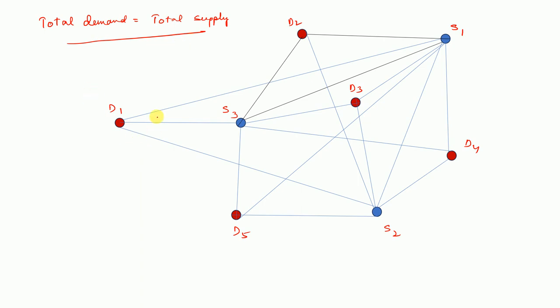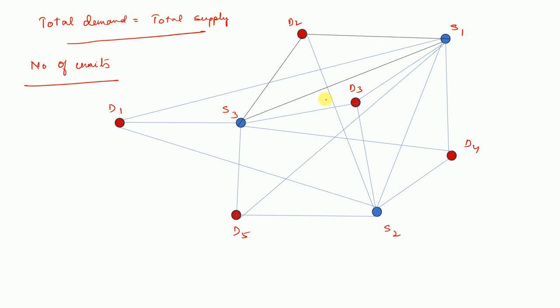Now, the per unit transportation cost from each source to each destination is also known to you. And the problem is to find the number of units from different sources to different destinations we should supply so that the total transportation cost is minimum. So we have to find the number of units to supply from different sources to different destinations in order to minimize the total transportation cost.